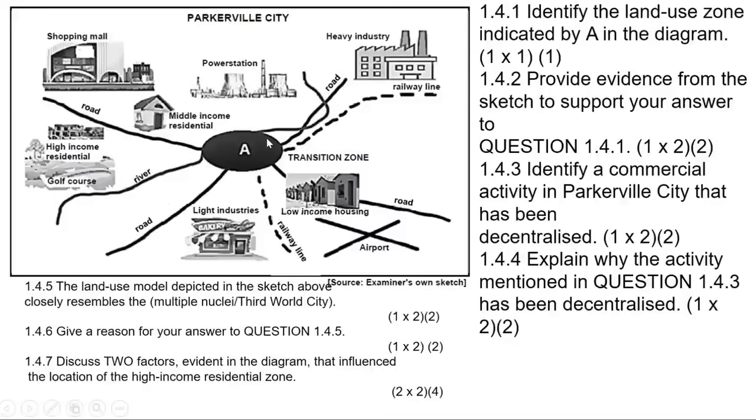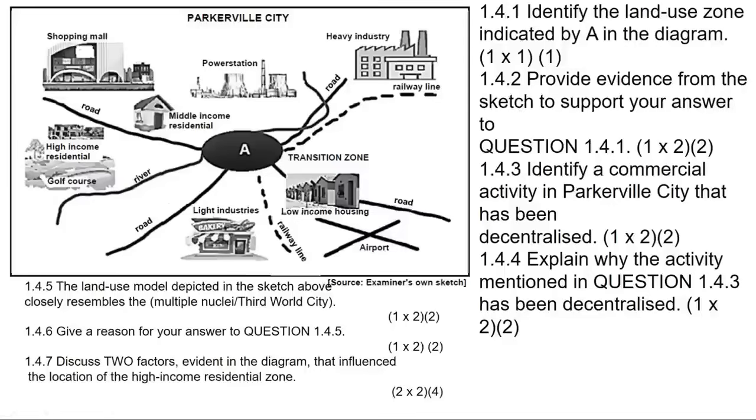And the high income land use zone can be found in a particular place further away from the CBD because they are avoiding noise. Heavy industry is found closer to the transport or bulk transport routes and away from residential and away from the CBD. So they have a particular place where you can find them.